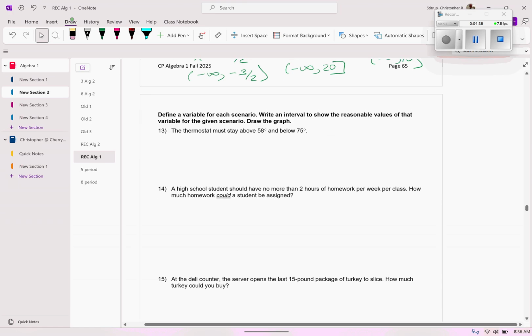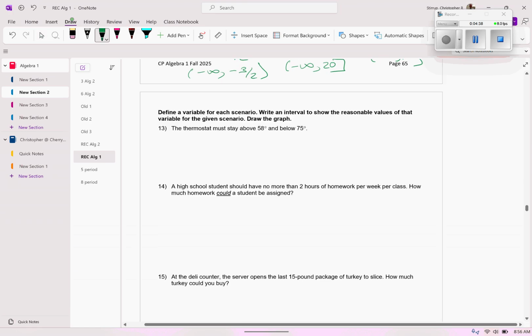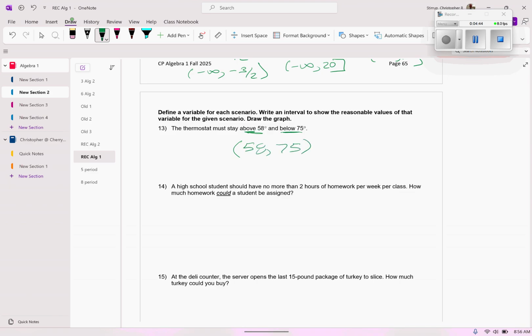All right, so we must stay above that and below that. So it's going to be from 58 to 75, both soft brackets. We can put it on a number line, so it's an open dot here where that's 58 and that's 75. It's in between those. And then you could say 58 is less than x, which is less than 75 is our inequality.